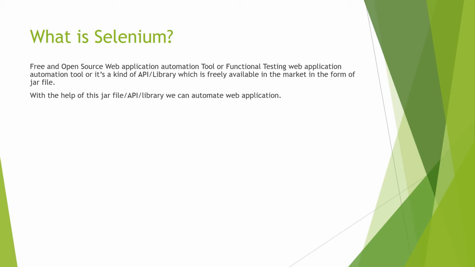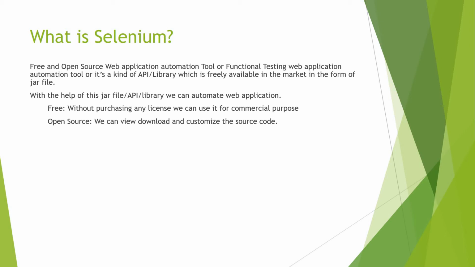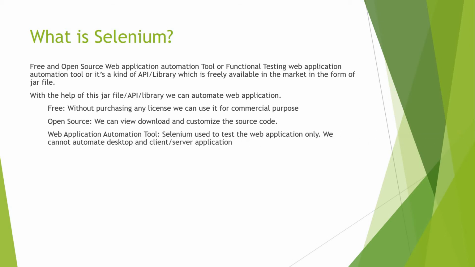This Selenium is used to automate our web applications. Then why is this free? Because without purchasing any license we can use it for our commercial purpose. And it is open source also, because from the internet we can download it and customize the source code, and as per our requirement we can use Selenium. And it is a web application automation tool, because with the help of Selenium we can test our web applications only. We cannot automate desktop applications or other applications like client server applications.